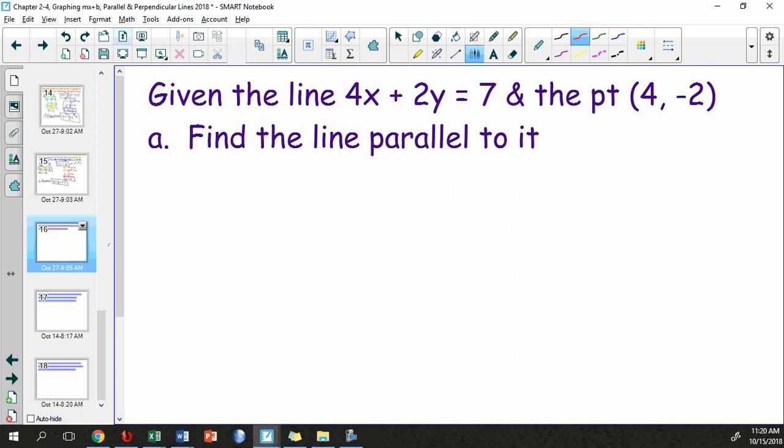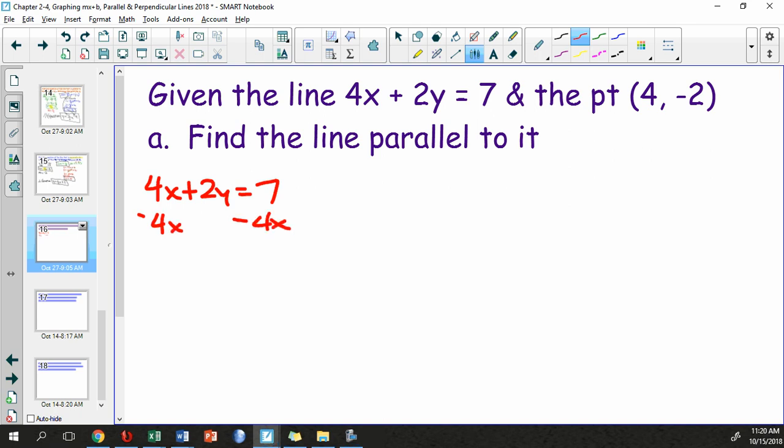Okay, same concept. So let's do it again. What is it asking for? Parallel. What do I do? Solve for y. So I'm going to take my equation, 4x plus 2y is equal to 7, and I'm going to solve for y. How do I do that?